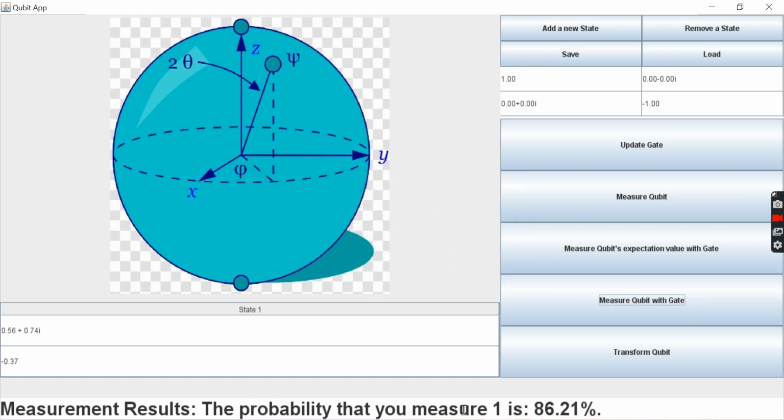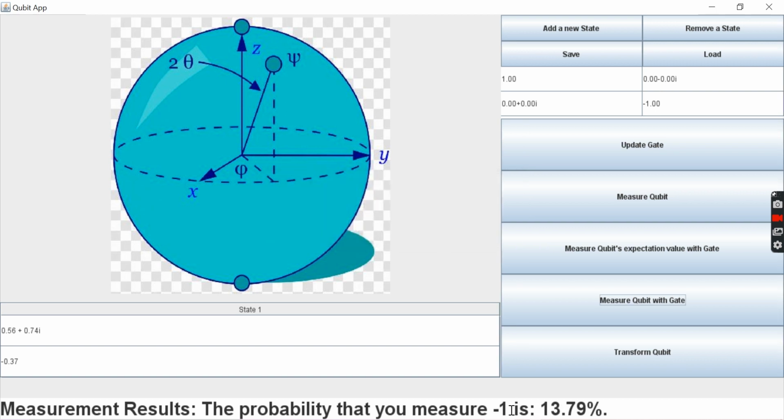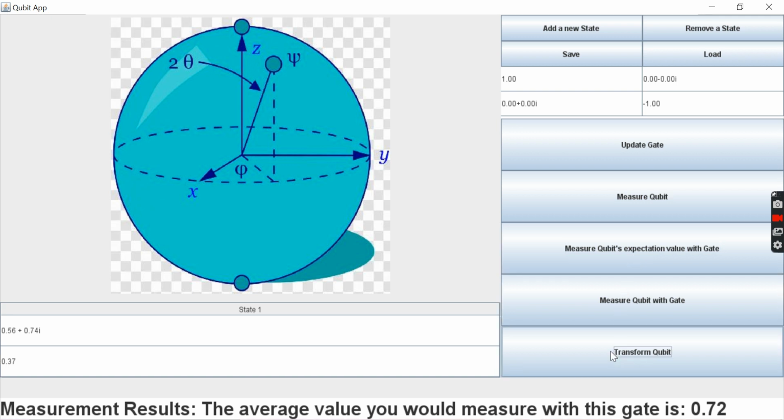I measure a +1 with 86.21% chance. That means that I'd have an 86% chance of getting upspin if I measured this qubit. And of course, I can also measure it in the negative direction, which is downspin. I can measure the expectation value, or the average value of spin I would get if I measured this 1,000,000 times. Finally, I can transform my qubit, which just multiplies all the states with this gate.